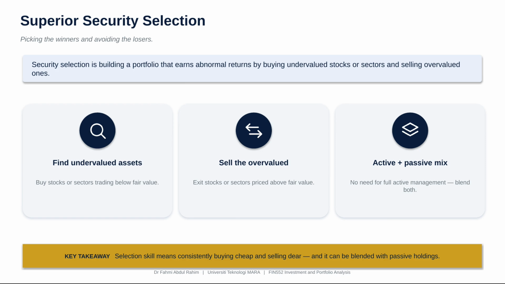The takeaway: selection skill means consistently buying cheap and selling dear. And importantly, it can be blended with passive holdings. Now we have the principle: judge return against risk, and the two skills, timing and selection. We are ready to meet the three measures that actually put a number on performance in Section 2.